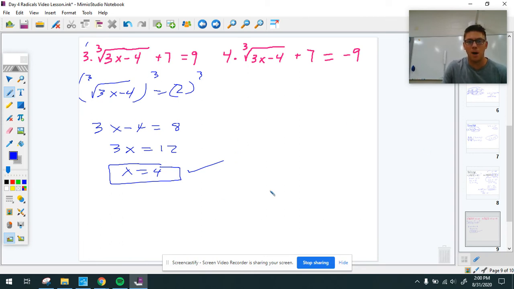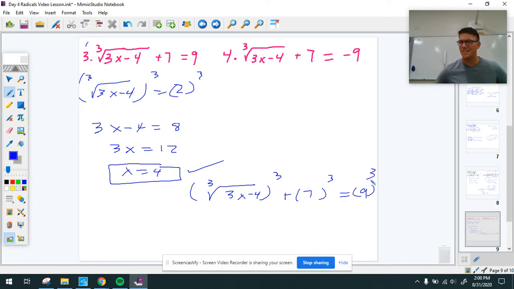Here's the thing about a problem like this, though, I want to point out before we move on. 3x minus 4 plus 7 equals 9. What you cannot do is cube, cube, cube. That does not hold true. That is not a true statement or an equivalent statement to what we started with. You can cube both sides. You can square both sides. You cannot cube or square individual pieces or terms, okay? So be careful with that.